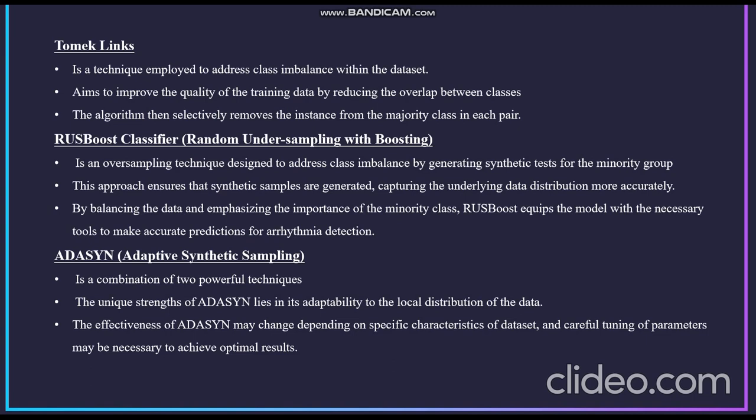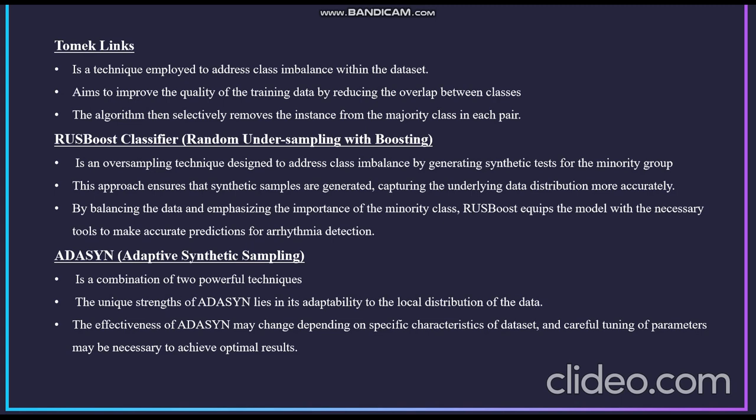As I told earlier, here we have used three methods: Tomek-Links, RUSBoost and ADASYN. Tomek-Links is a technique employed to address the class imbalance within the dataset, and it mainly aims to improve the quality of the training data by reducing the overlap between the classes. The algorithm then selectively removes the instance from the majority class in each pair. In this method, the minority feature extraction is the selected feature of our project.